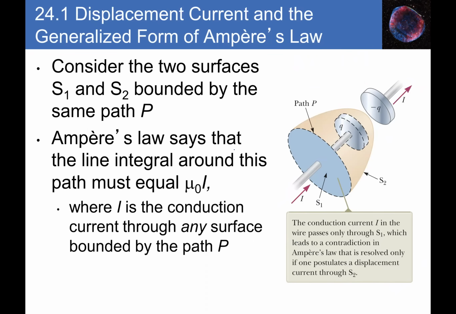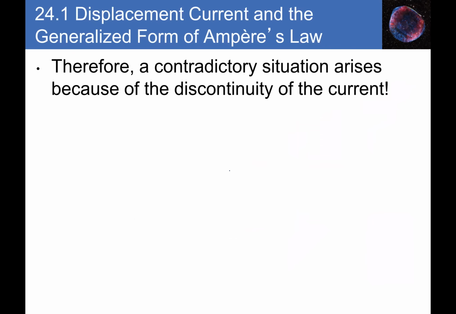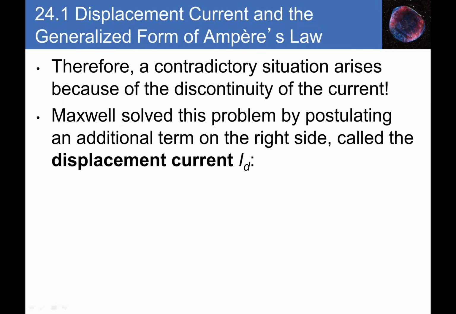Again, what we do here is choose those two surfaces, S1 and S2, and Ampere's law will tell us that the line integral for surface 1 is just mu naught times I. That's perfectly fine, and we can use this equation. But for surface 2, whatever I have between the plates, it will basically not work. So a contradictory situation arises because of the discontinuity of the current. What Maxwell did was solve this problem by postulating an additional term on the right side of Ampere's law, called displacement current.